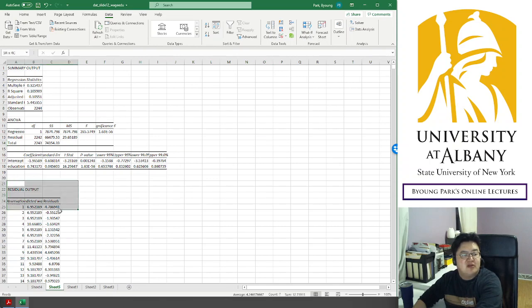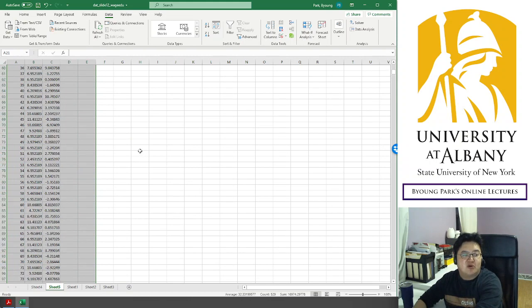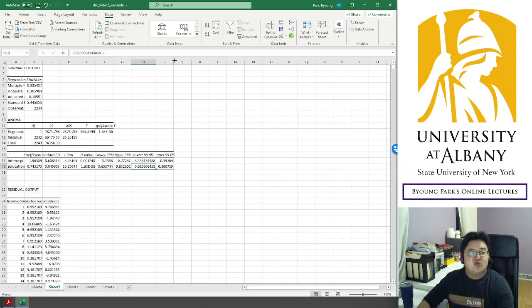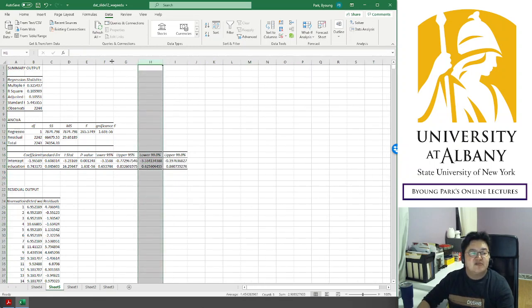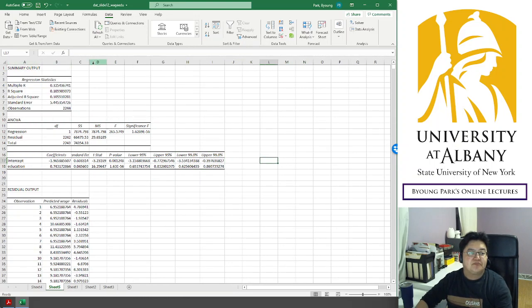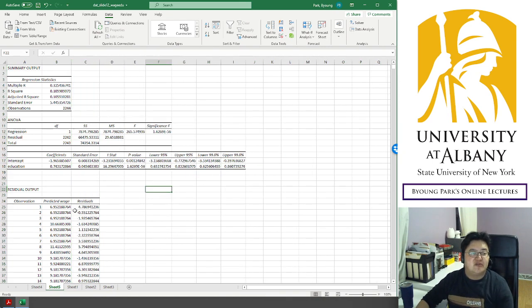And residual output, we are going to learn residuals next time, so ignore that. And here, because we chose a 99% confidence interval, it calculates the 99% confidence interval along with 95%. So if you are interested in a specific confidence level, you can choose the option in the regression setup. Okay, now let's see what happened.